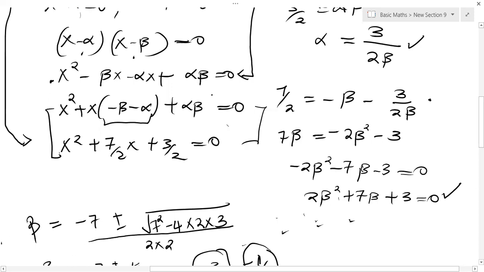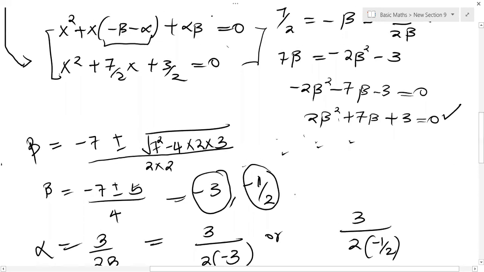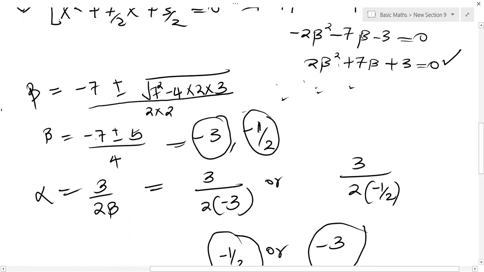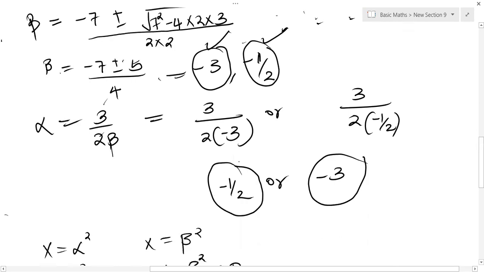Now, solving using the quadratic formula, we have beta is equal to minus 7 plus or minus the square root of 7 squared minus 4 times 2 times 3, all divided by 2 times 2. So solving that, we will get the values of beta as minus 3 and minus a half. Now, we already had an expression for alpha: alpha was 3 over 2 beta. So having gotten the two values for beta, we can replace them in our expression for alpha so that we have the values for alpha. So replacing minus 3 and minus a half, and simplifying, we have our beta as minus 3 and minus a half, and alpha as minus a half or minus 3.